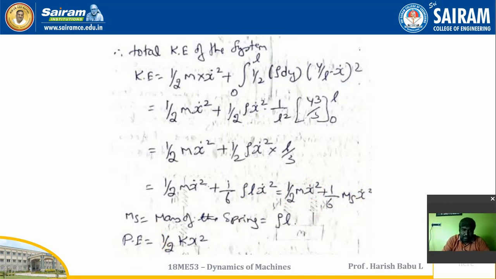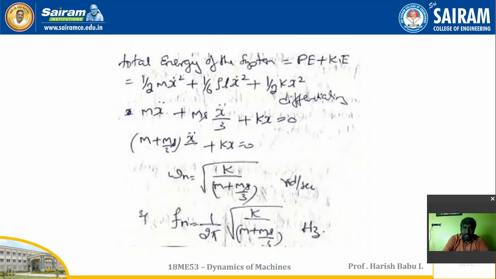Now coming to the potential energy, which is stored in the spring. Potential energy equals half k x squared. As per the energy method, the total kinetic energy plus potential energy is a constant, so when I differentiate it, it equals 0. Substituting, half m x dot squared plus 1 by 6 rho L x dot squared plus the potential energy, half k x squared, and differentiating with respect to time, I get m x double dot plus ms x double dot divided by 3 plus k x equals 0.